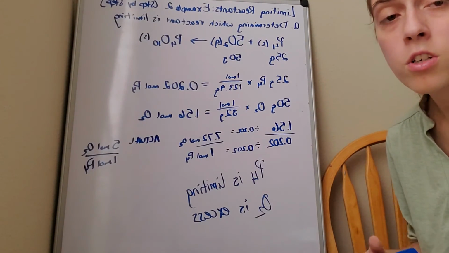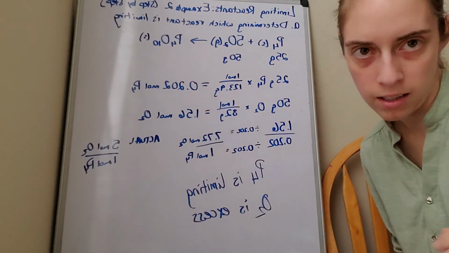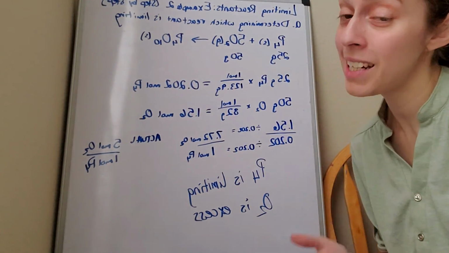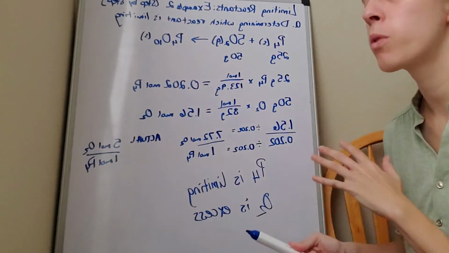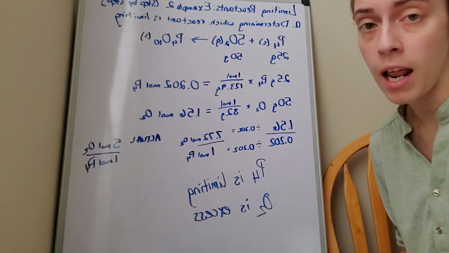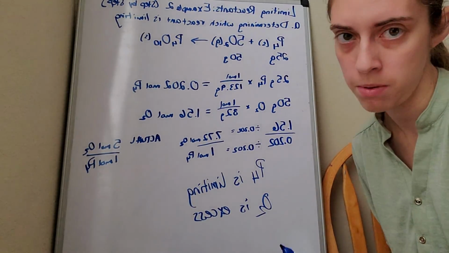So that is how you determine which one is the limiting reactant. Watch the next video to go from determining which is the limiting reactant to figuring out how much product is going to be produced, okay?